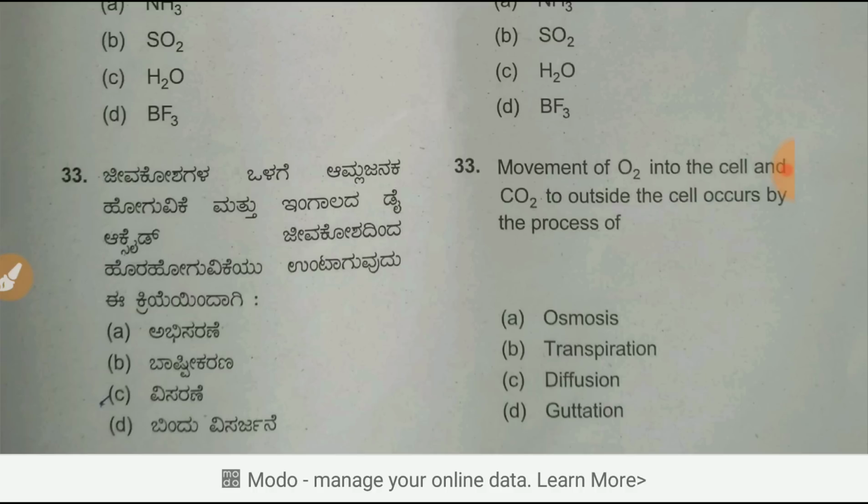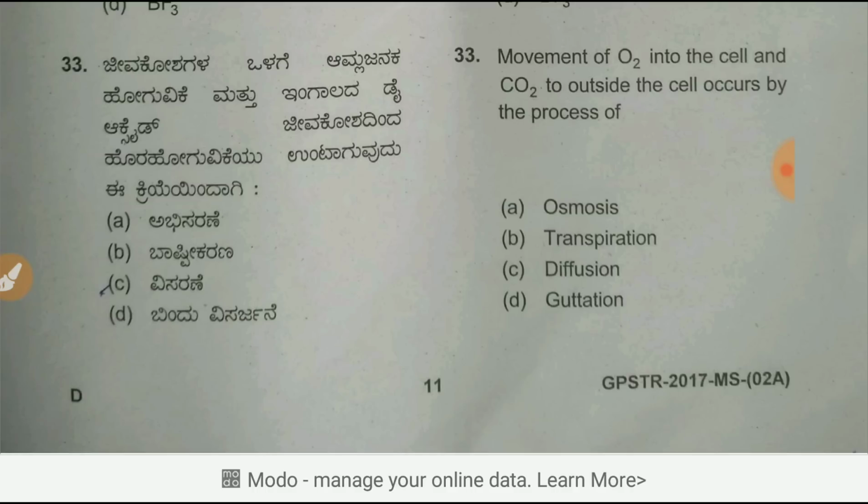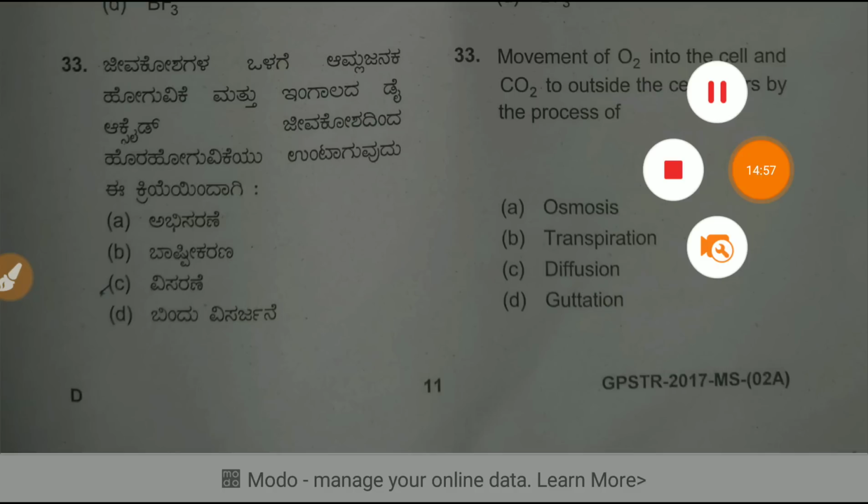Then transpiration. Transpiration is also a process of water movement through a plant and its evaporation from aerial parts such as leaves, stem, flower, etc. So it is also not the answer. Now diffusion is the movement of molecules or atoms from the region of higher concentration to the lower concentration region. Therefore oxygen enters the body, the higher concentration region, and carbon dioxide is released from the body to the lower concentration region.